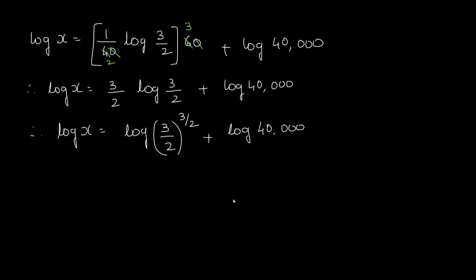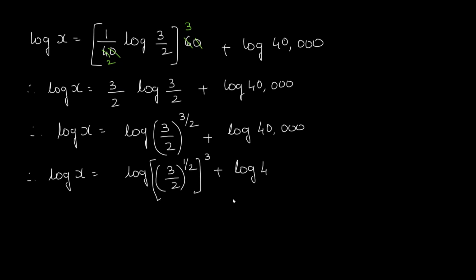Now in the next step, we write it this way. Log x is equal to log. Now 3 by 2 raised to 3 by 2 can also be written as 3 by 2 raised to 1 by 2, the whole raised to 3. It means the same thing. And anything raised to 1 by 2 is a square root. So therefore, we have log x is equal to log of root of 3 by 2, the whole cube, plus log 40,000.